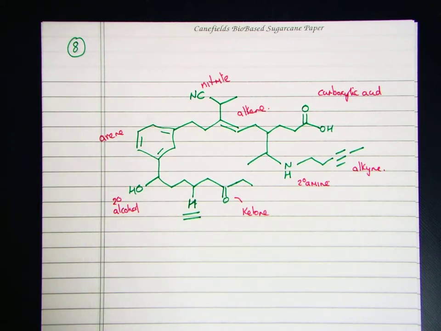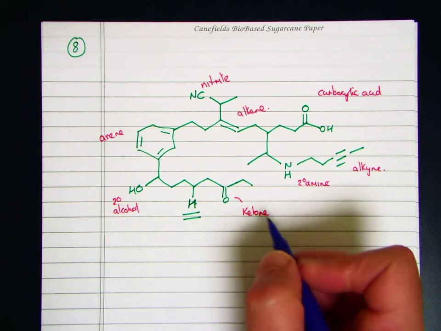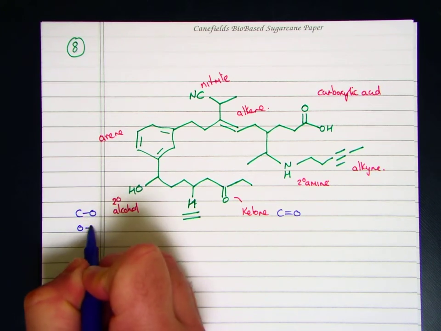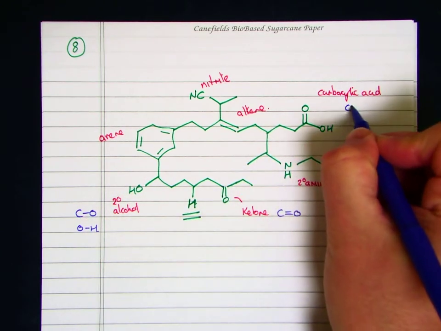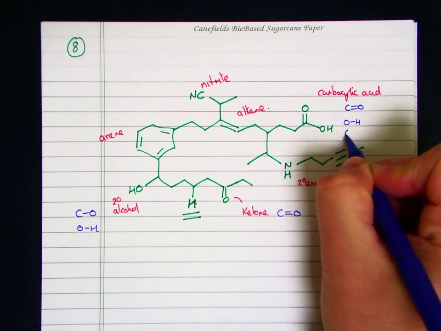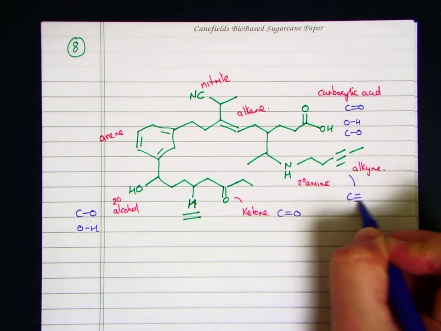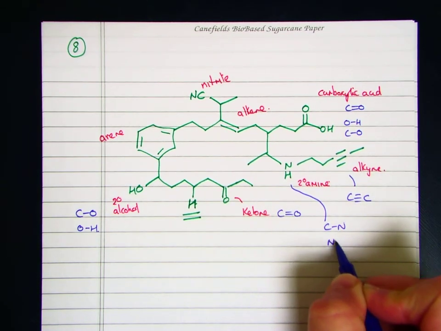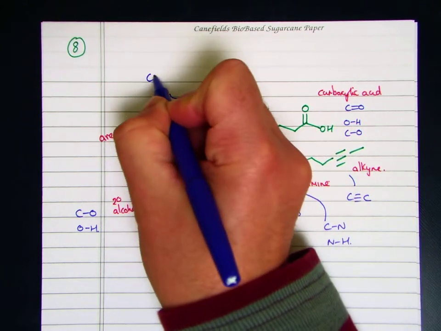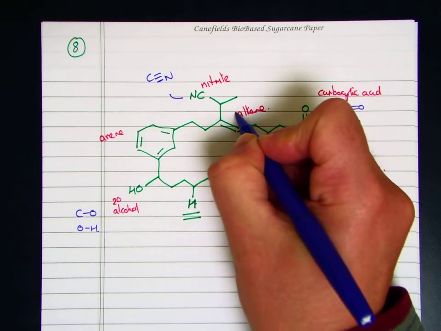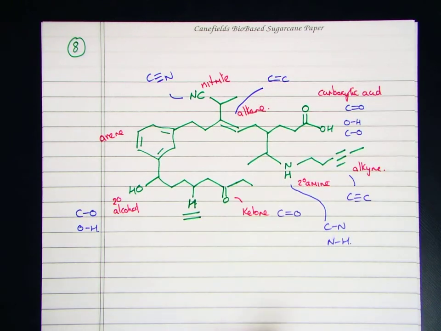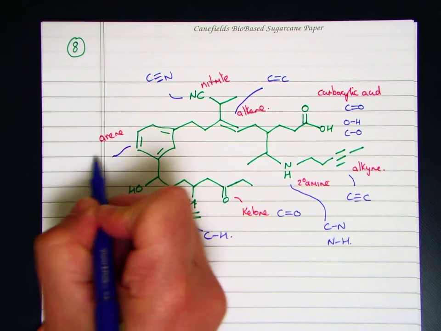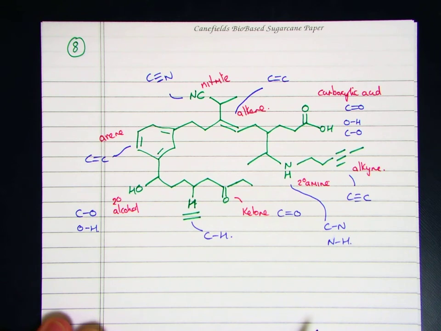So that's all good. Now what we also need to establish is the fact that, yes, this contains C double bond O. And this contains a CO bond and an OH bond. And this contains a C double bond O and an OH bond and a CO bond. And an alkyne contains a C triple bond C. And it contains a CN bond and an NH bond. And this contains a C triple bond N. And this contains a C double bond C. So all of these bonds, and then I guess I should remind you the CH bond, all of these functional groups contain specific bonds, which hopefully you can see in blue there.